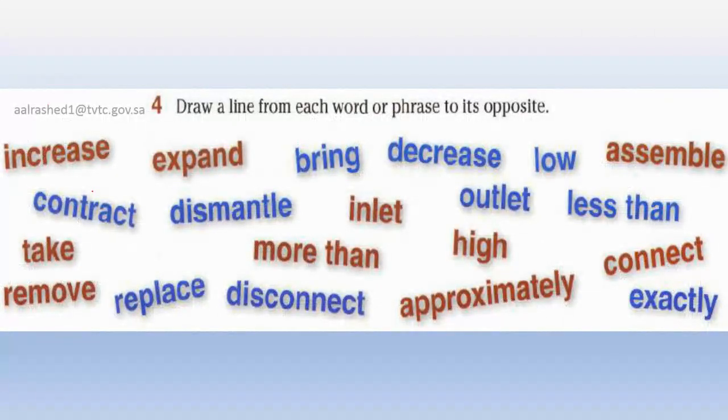Okay, in 4, we need to draw a line from each word or phrase to its opposite. So I need the words and its opposite. Okay, let's start with the first one. Increase comes with decrease.